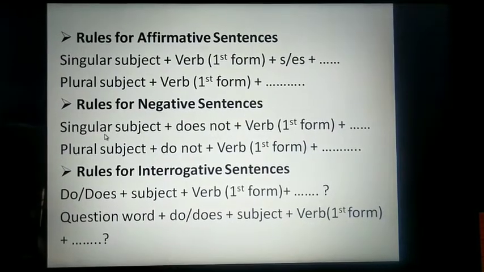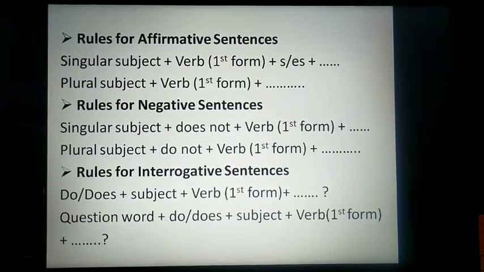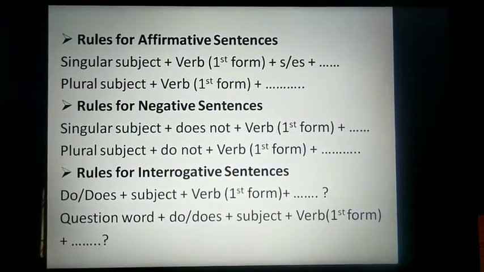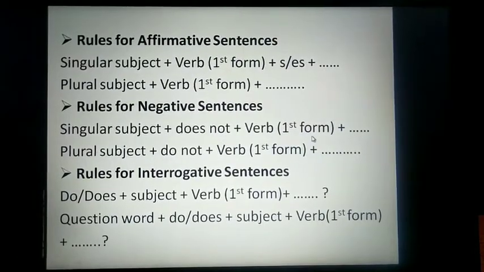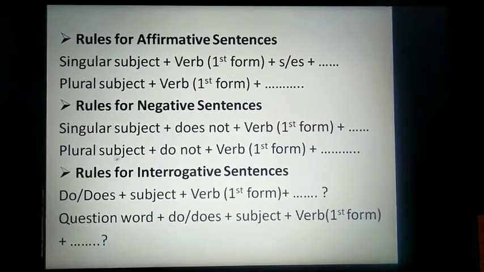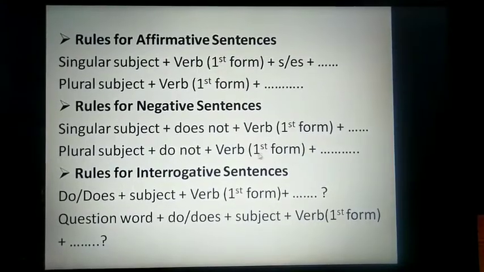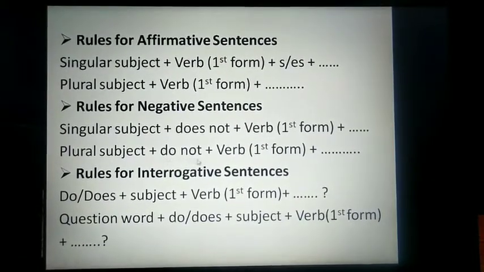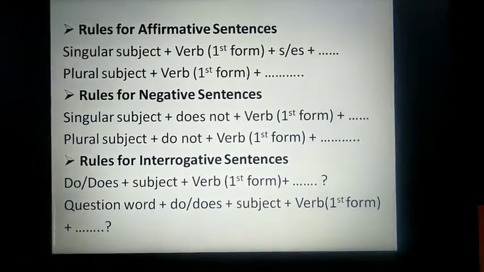Example, I am giving you, I have not written it over here, but I am explaining it to you. Reena does not watch television. So here the subject is singular and we have used does not with the first form of verb. If your subject is plural, we can write, we do not smoke. In plural, we will not use does, we will use do.